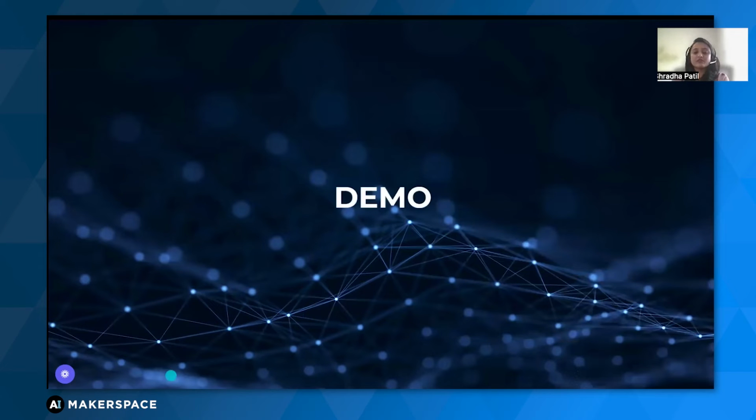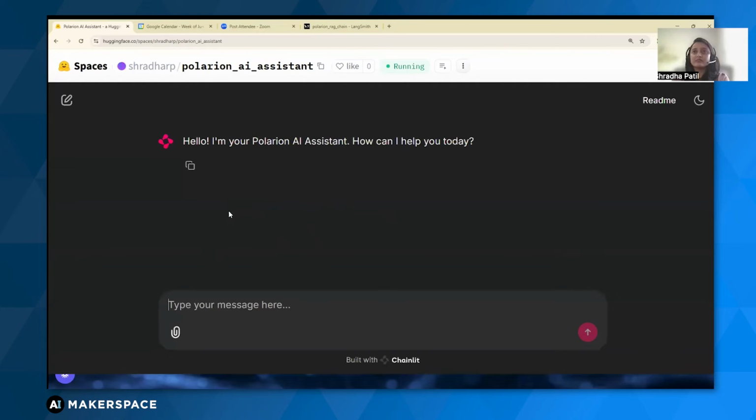With this, I would like to jump to the demo and we'll see how it actually works. So this is my simple Chainlit UI for the Polarion AI Assistant. Let us ask some simple questions. For any new user in Polarion, the first question would be how to personalize the navigation overview. If I ask this, it will take a couple of seconds as it is generating the answer with the evaluation.